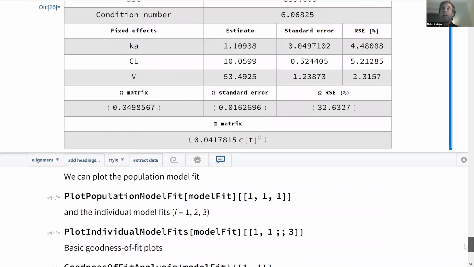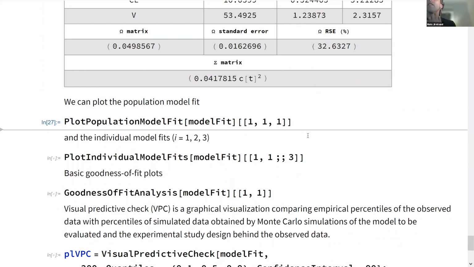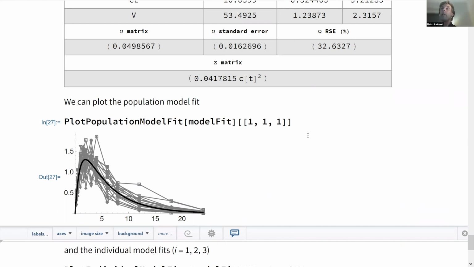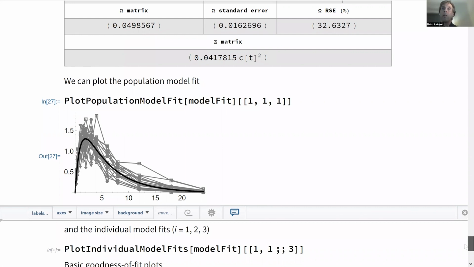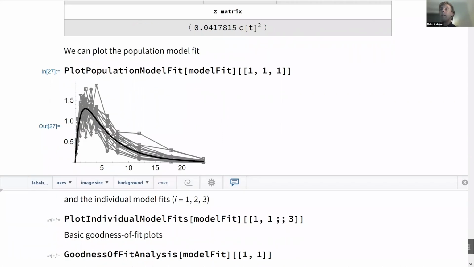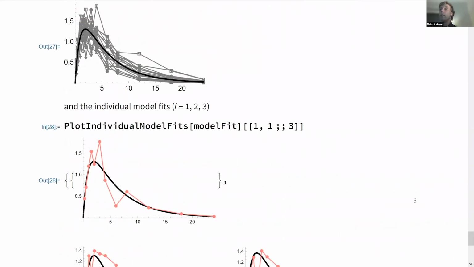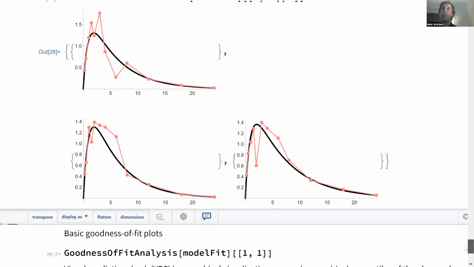And then we can have some visual feedback on this. We can have a look on top of the individual data. We can plot the population model fit, which is essentially the median model. Also, when it comes to the variability of parameters, of course, you can get it per individual. You can also get what these individual curves or simulated curves should look like with the estimated parameters.